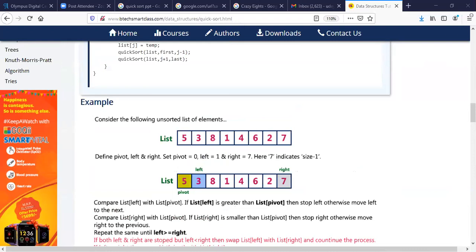So that is the concept of insertion sort, and that is quick sort. Okay, up to this we stop this class.